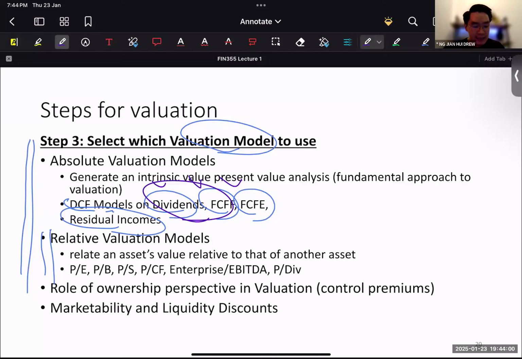An important thing is the role of the ownership perspective in valuation, and what this means, as well as the marketability and liquidity discount. These factors I usually call cost of capital factors.